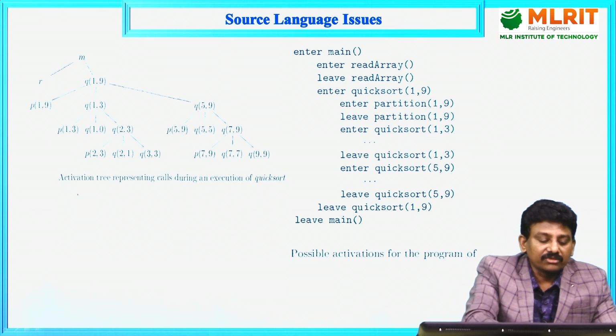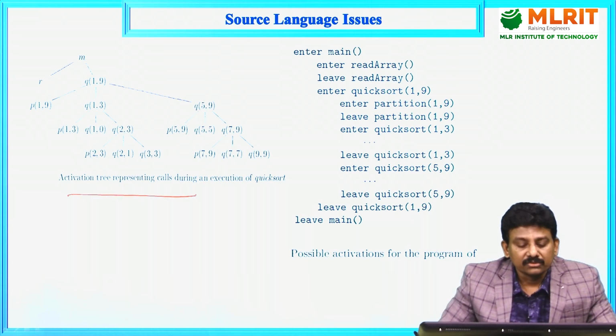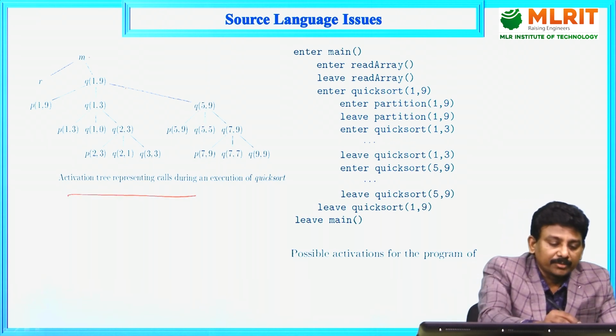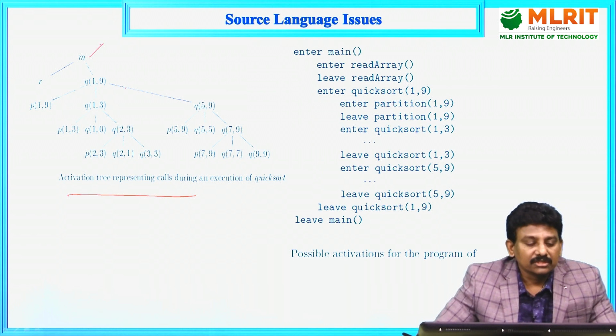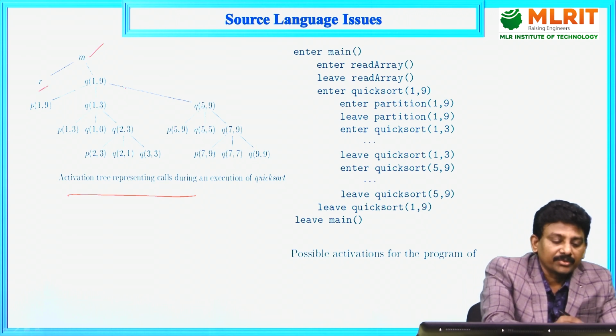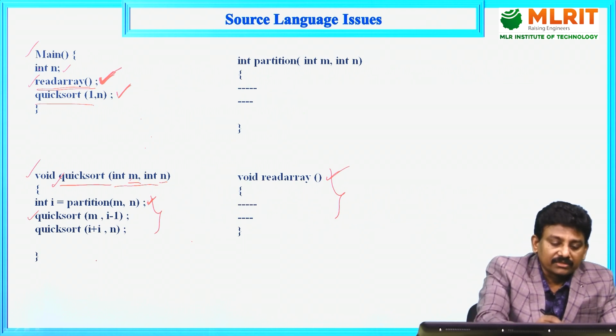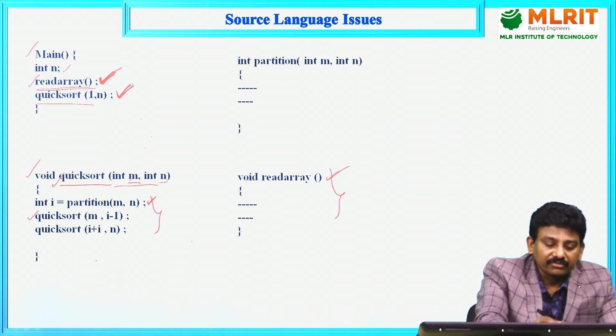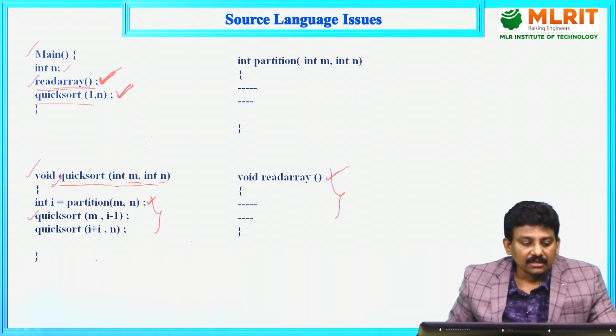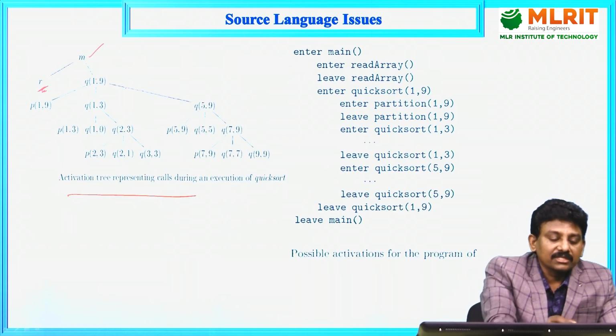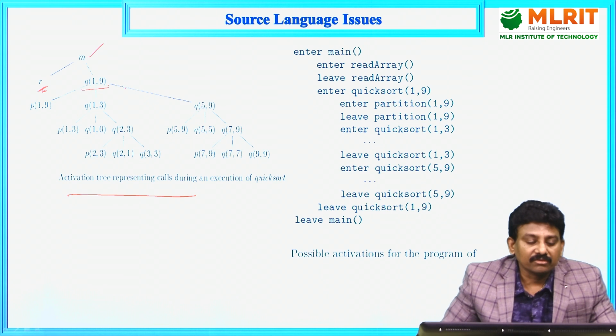So this is the activation tree representing calls during the execution of quicksort. M represents the main program, so the main program is the root node of the activation tree. R is the node representing read array. That means the lifetime of read array occurs before the lifetime of quicksort, so the read array node appears to the left of quicksort(1, n).